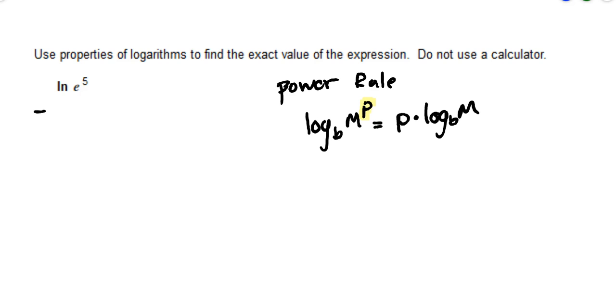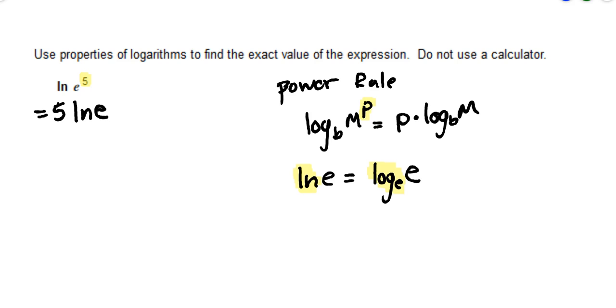So I'm going to start this example out. Since I have a power on the expression inside the log, I can use that power rule to move the power in front of the log and make this 5 times natural log e. And then these symbols, natural log e, have the same meaning as log base e of e. So these symbols, natural log, is just a special way to write a log of base e.